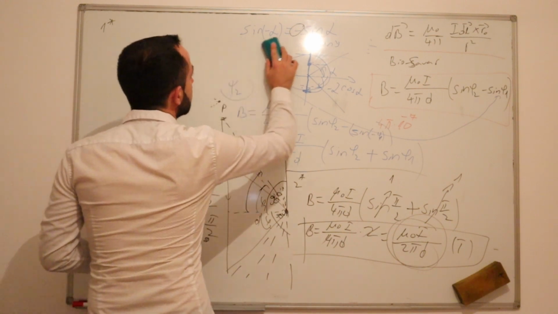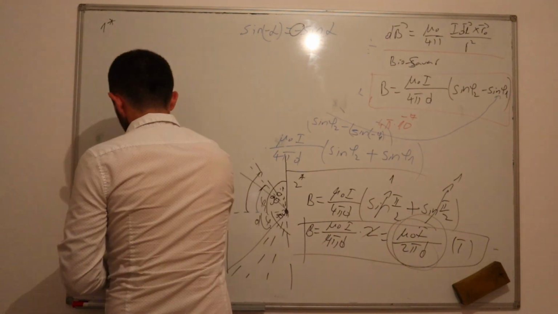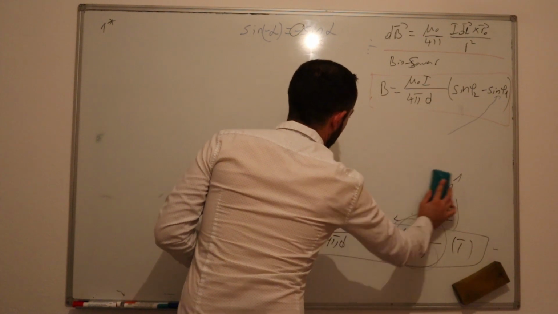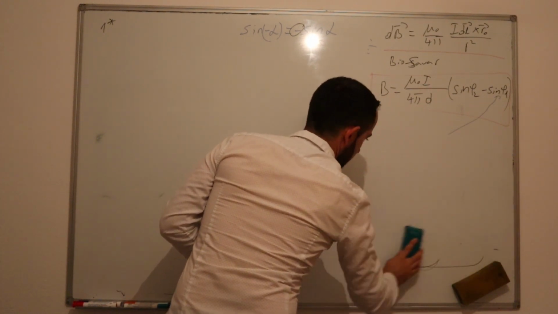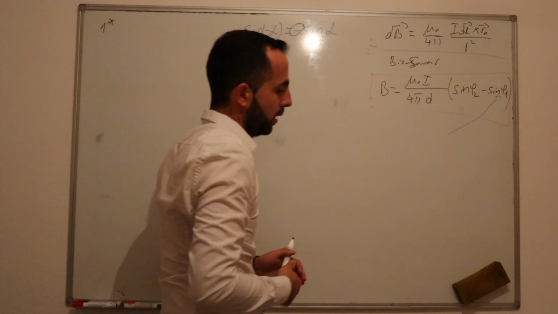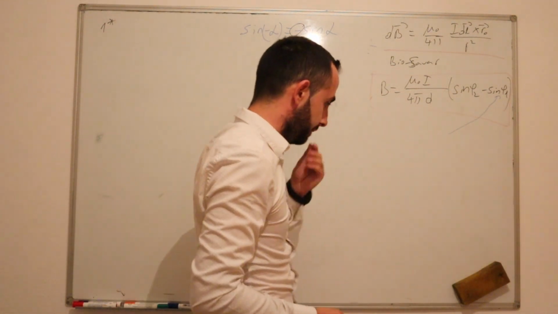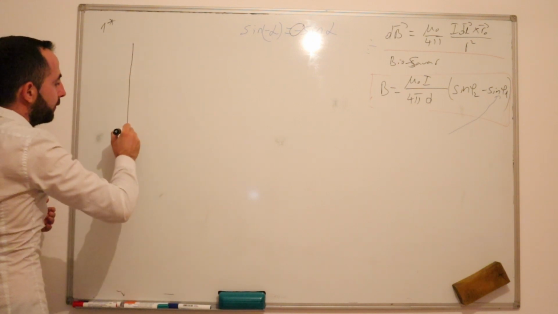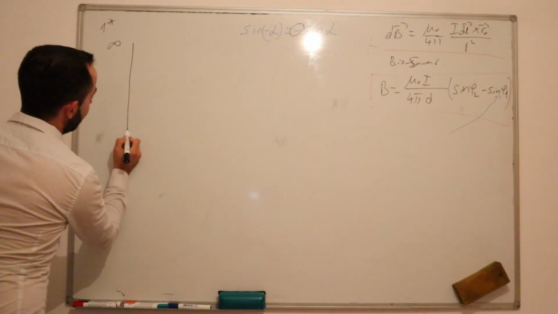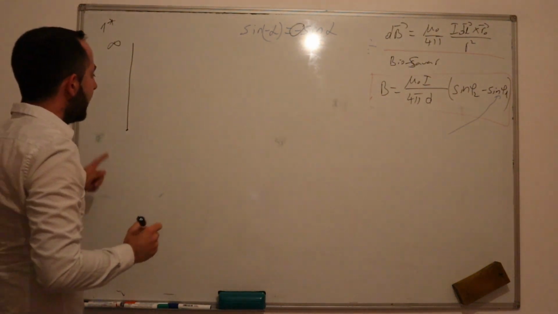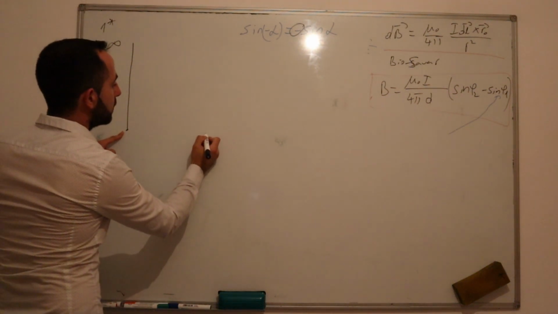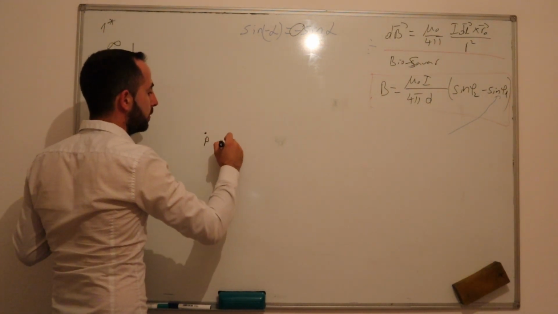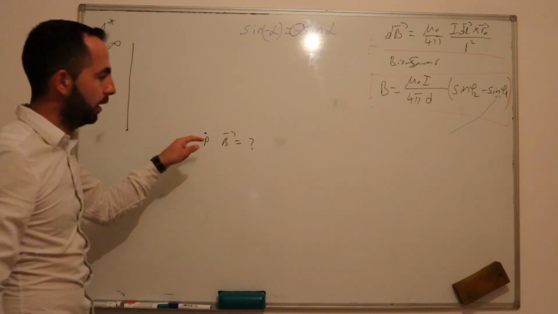Next cases. The next case is this. We have an infinitely long conductor, but it starts from this point. And we need to calculate the magnetic flux density at this point here.